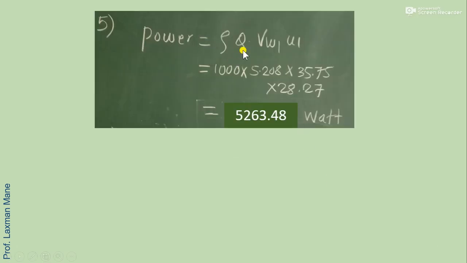Next, power. Now as the power is rho A V1, but A into V1 together is Q, because already we calculated Q. Thus we can use rho Q VW1 U1. So here put the value of rho, means density of water 1000, Q value calculated, VW1 and U1 calculated values. So we get power value as answer in watt.